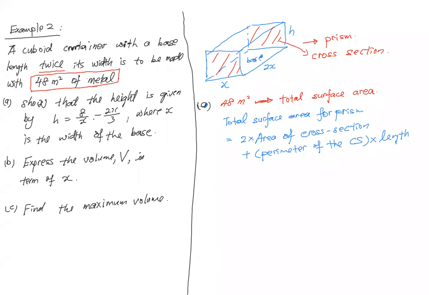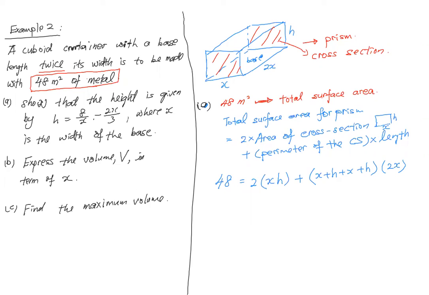Okay, so in our case I will say 48 is equal to twice the area of the cross section. So the cross section is this one. I will take it as this. So up to you. You can even take the base as the cross section, up to you. That means you cut differently. x times h, plus the perimeter of the cross section, x plus h plus x plus h, times by the length, which is 2x. So this is a very useful formula. Are you clear? Okay, so bear that in mind.